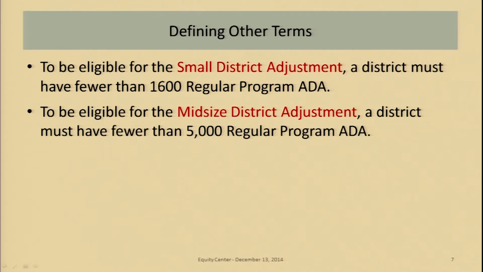Now, two different funding formulas. The small district adjustment, and to be eligible for that, you must have fewer than 1,600 regular program ADA. Midsize is for slightly larger districts, and that starts at 5,000 regular program ADA and goes below.